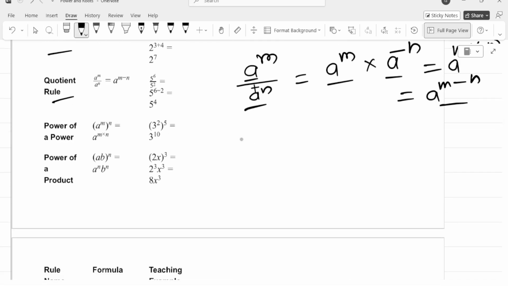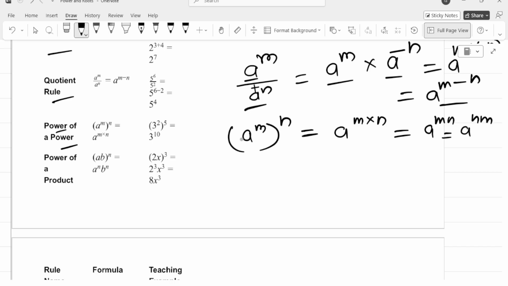Then powers of powers. When a to the power m, the whole to the power n, we simply open the bracket, and we know that opening the bracket comes into multiplication form. So a to the power m n is equivalent to a to the power n m.